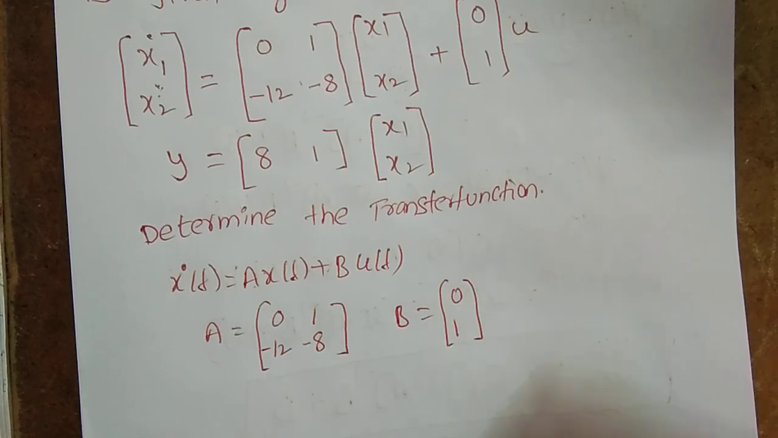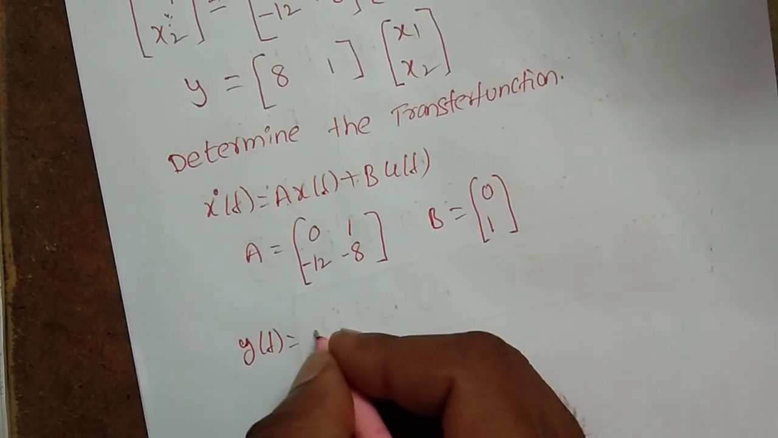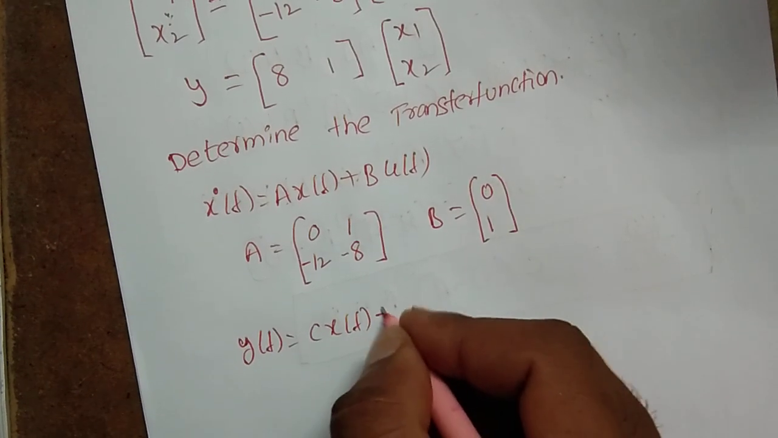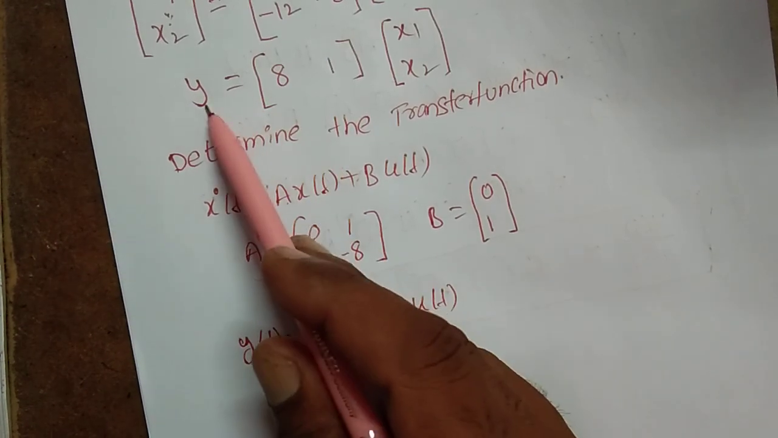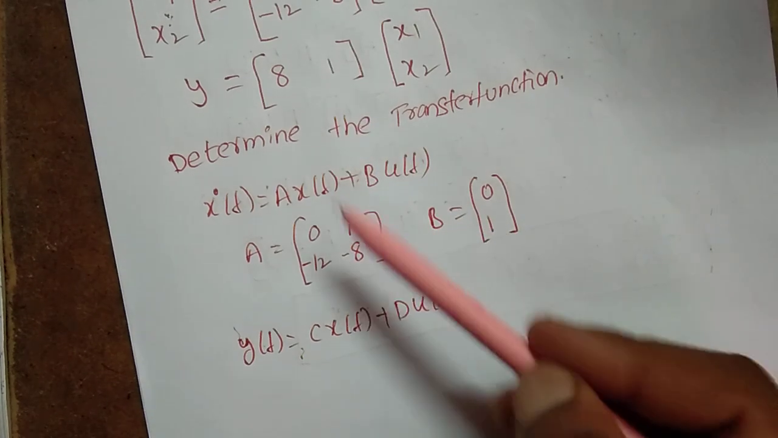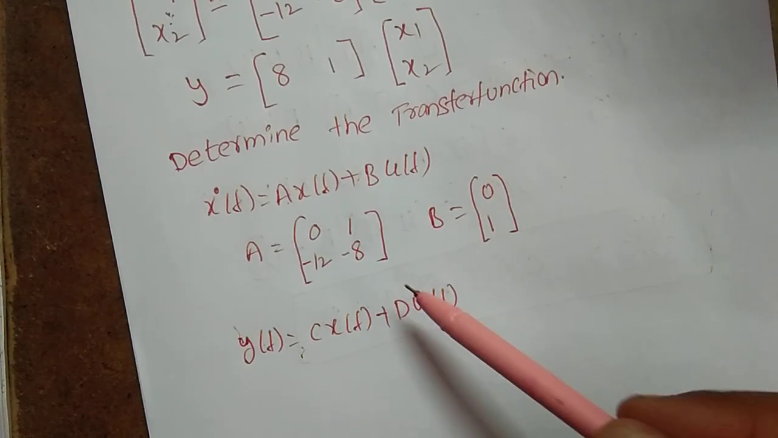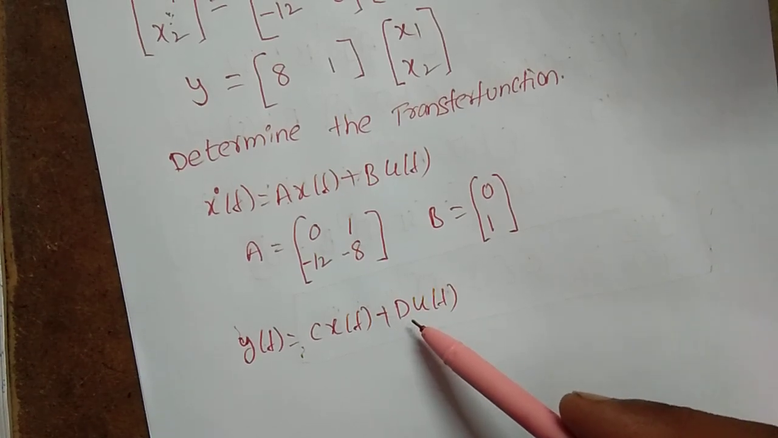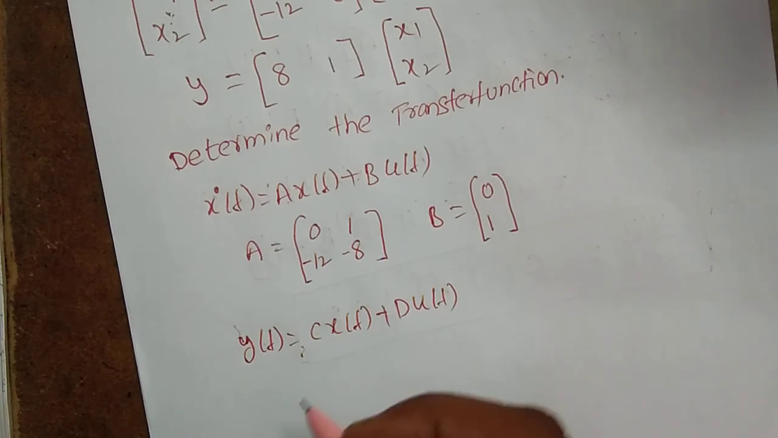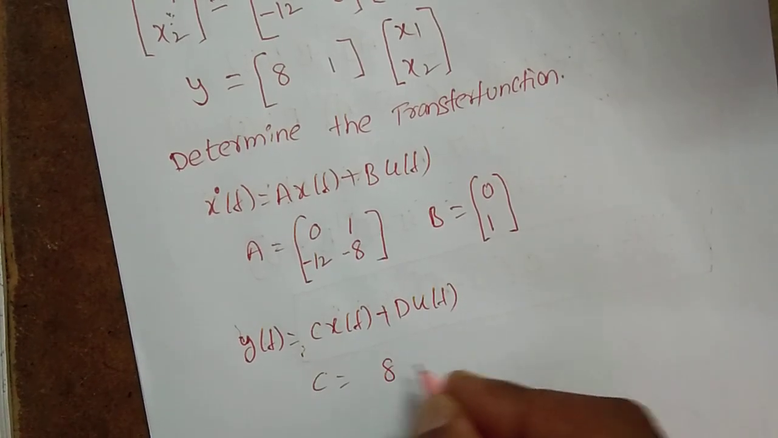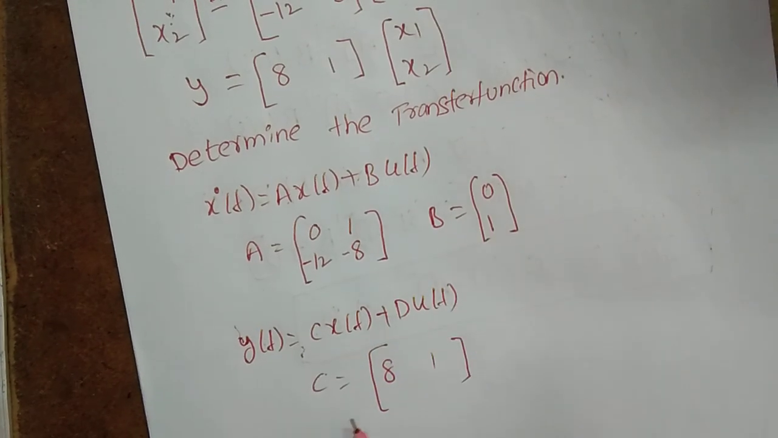Next is the output equation: y of t is equal to C x of t plus D u of t. Compare these two equations. In this equation, the D matrix is 0, as there is no input term in this equation. Then C is equal to [8 1]. This is the C matrix, this is the A matrix, and the B matrix.